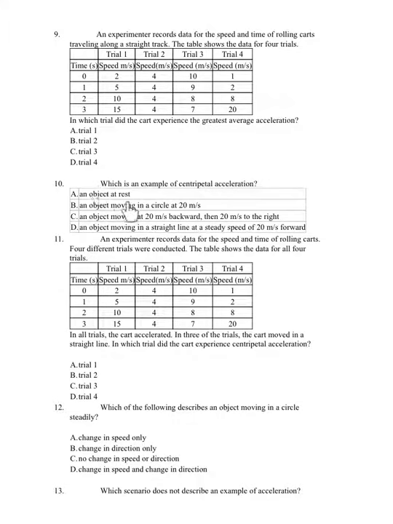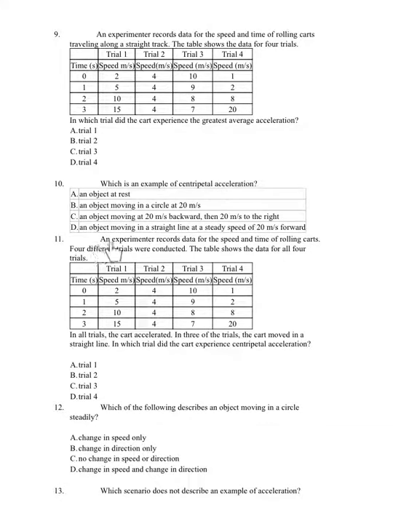Number 10. Which is an example of centripetal acceleration? A. An object at rest. B. An object moving in a circle at 20 meters per second. C. An object moving 20 meters per second backwards and then 20 meters per second to the right. D. An object moving in a straight line at a steady speed of 20 meters per second forward.